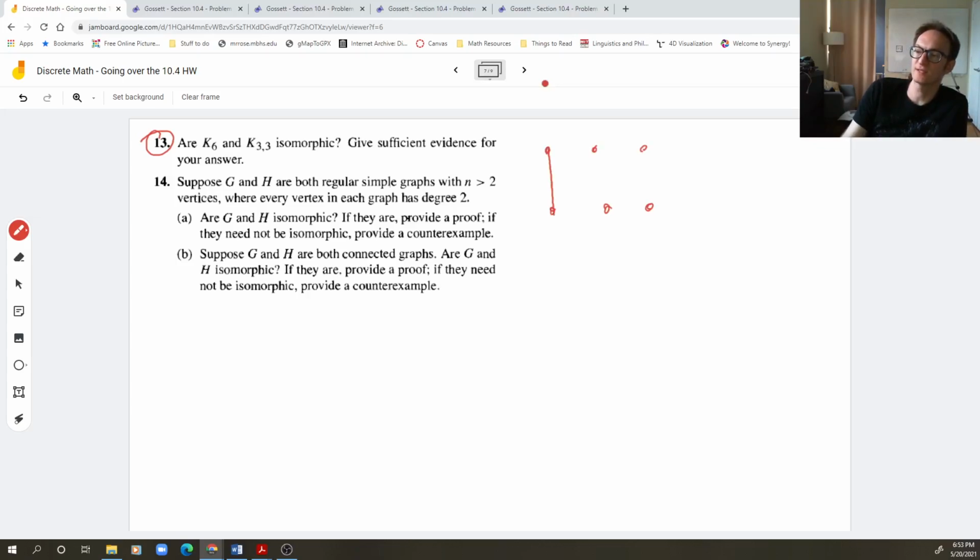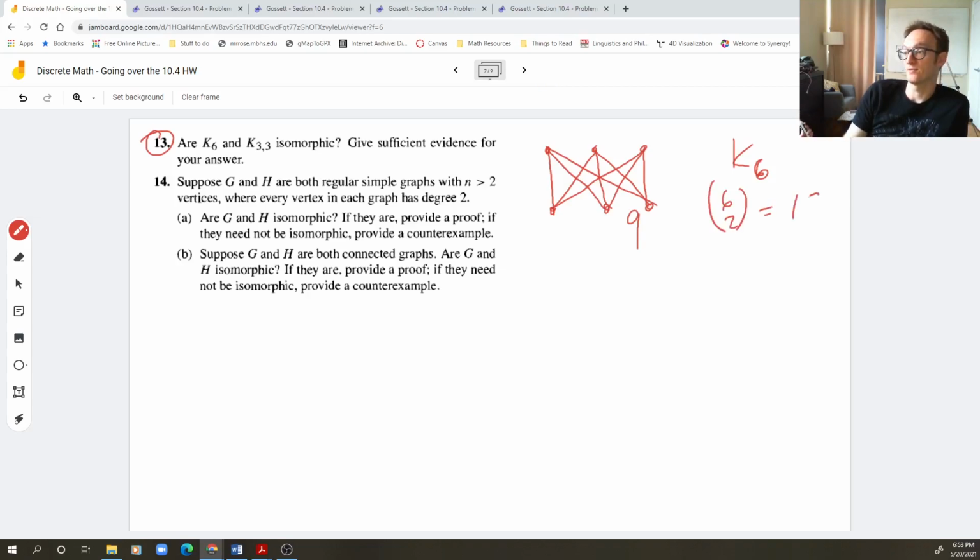K3,3. First of all, how many edges even are there in K3,3? Probably 9, right? And yet, how many edges are there in K6? I bet not 9, because there are 6 choose 2, which is 15 edges. Is that right? That's kind of embarrassing if I'm wrong. 6 choose 2 is, yeah, that's right. It is 15. So it's just certainly no. That was a dumb problem.